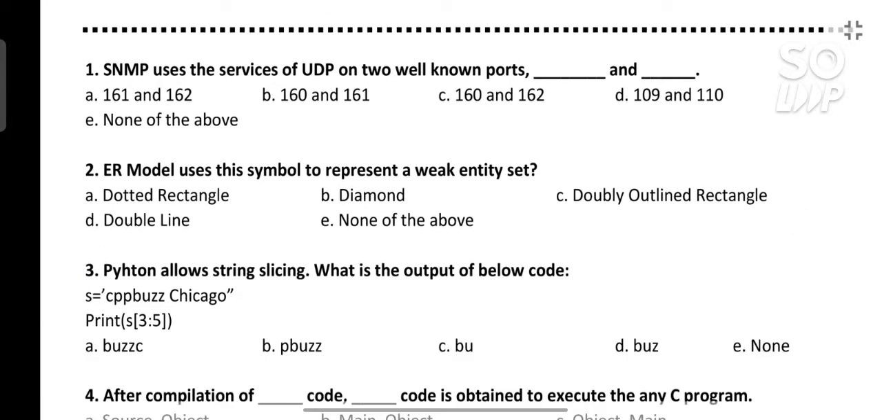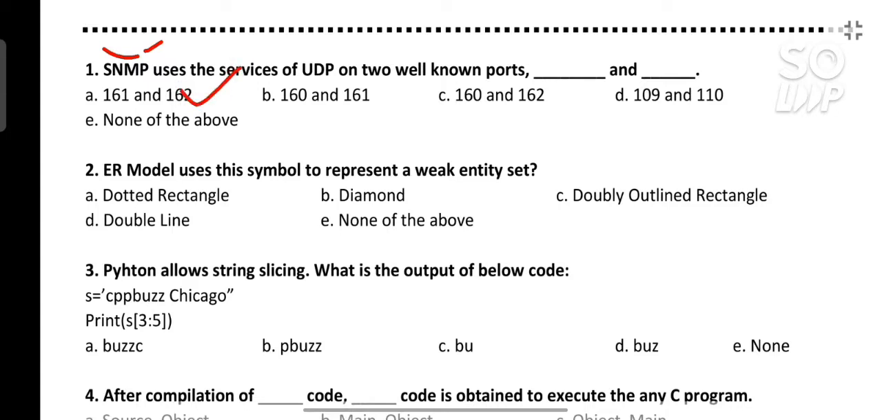First is SNMP. What is SNMP? Simple Network Management Protocol. It uses the services of UDP on two well-known ports, dash and dash. So what are the two well-known ports which SNMP uses? Firstly, let's understand what is SNMP. SNMP is Simple Network Management Protocol. Its task is to monitor and manage the network, and it is a UDP protocol, and it works at the application layer. And the two well-known ports which it is using are 161 and 162. So the correct answer here is option A.